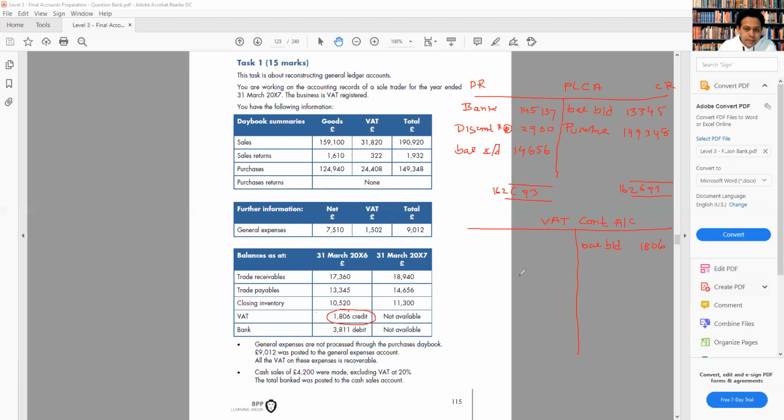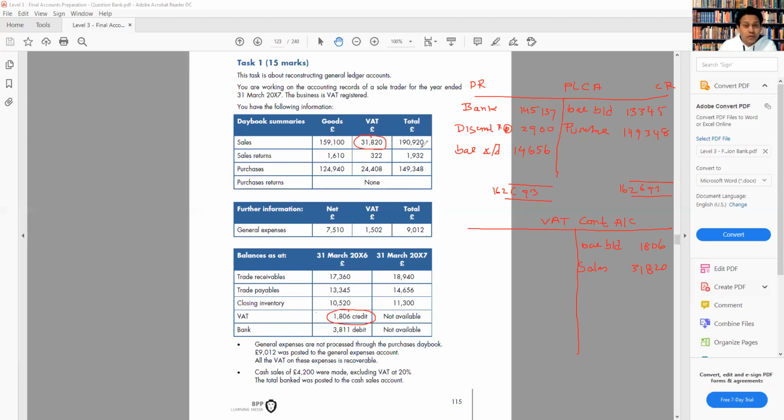So you can say if I make a sale, I have to pay the VAT. The first thing, sales. If I make a sale, I have to pay the VAT. So sales 31,820. Then sales return.